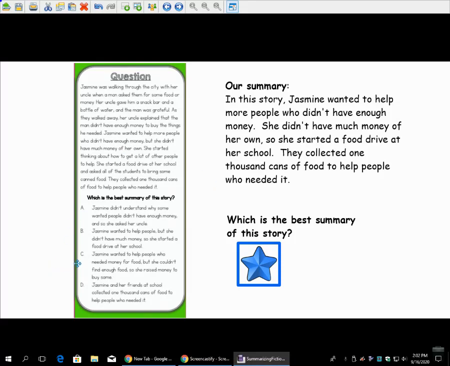Jasmine wanted to help people who needed money for food, but she couldn't find enough food, so she raised money to buy some. Does that match with what we read? Did she raise money? No, she didn't raise money. Remember, she asked everyone to bring canned foods. She collected canned foods. So we're going to slash and trash that answer. Last one. Jasmine and her friends at school collected 1,000 cans of food to help people who needed it. Does that match with what we have over here?